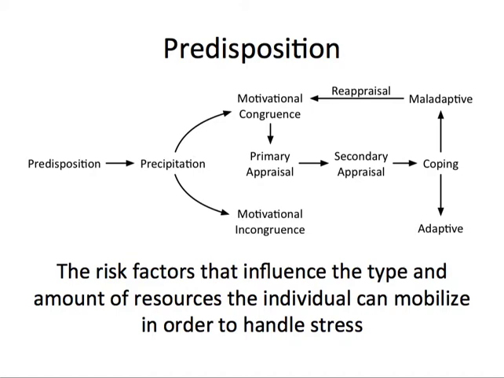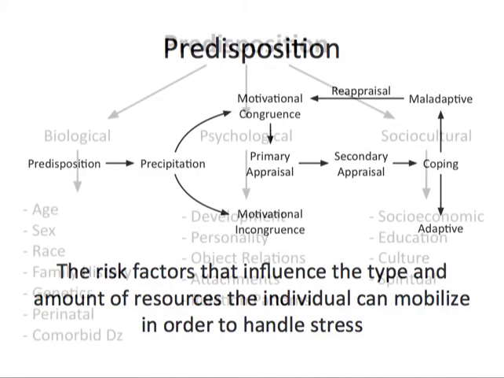Let's use the example of a past history of physical abuse. A past history of physical abuse will make an individual susceptible, or predispose the individual, to a stressor that may reflect the past physical abuse. So this individual may be more susceptible to verbal or nonverbal cues that may indicate impending harm compared with an individual without a past history of physical abuse.